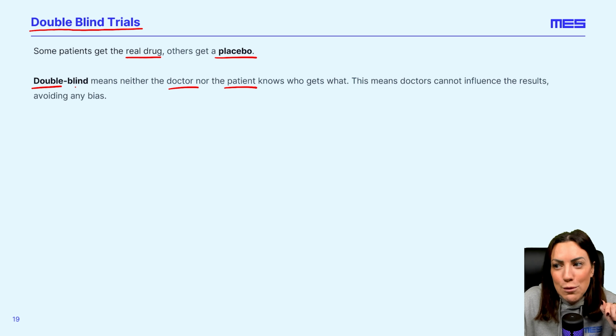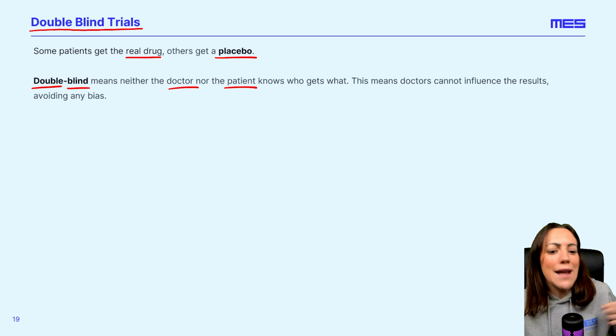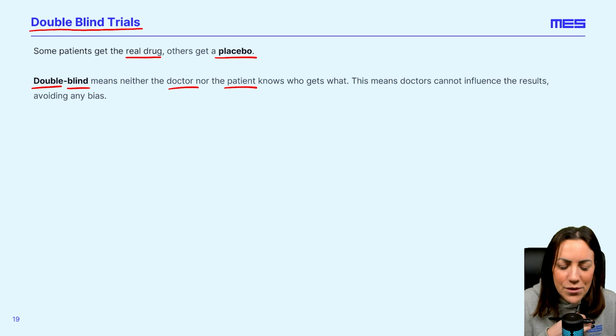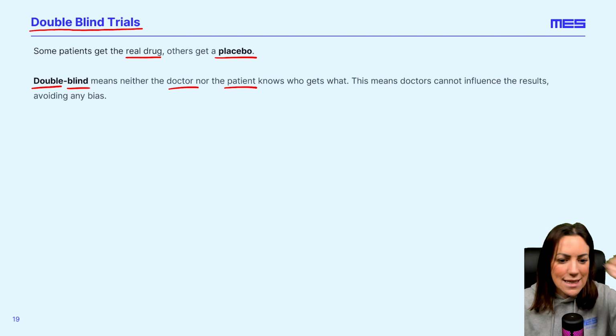That's why it's called double blind, right? It's a double blind trial because the patients don't know and the doctors that are overseeing it do not know. Obviously, someone has to know, right? The people behind the scenes that are looking at the data, they will know, so they can evaluate the effectiveness of the drug compared to the placebo.